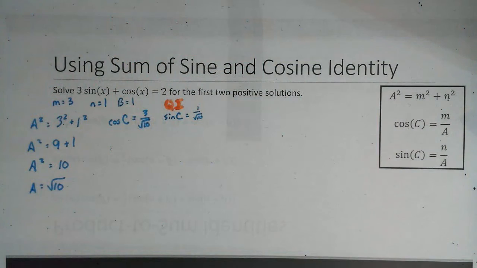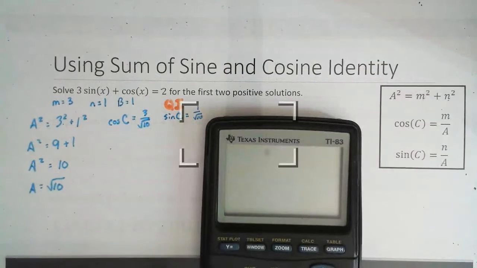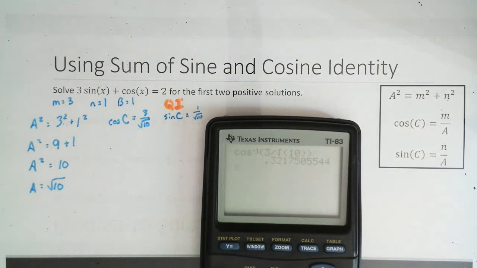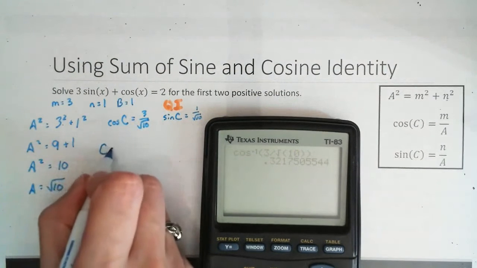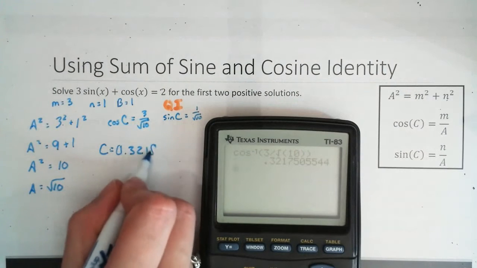So I'm looking for my quadrant 1 answer. It doesn't matter which one I use as long as I make sure my answer is in the first quadrant. So I'm going to take the inverse cosine of 3 over the square root of 10. 0.3218, that is in quadrant 1. So that's going to be my C value. I'm looking at 0.3218.